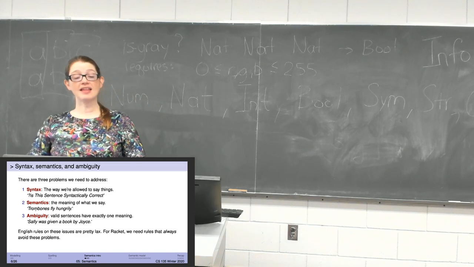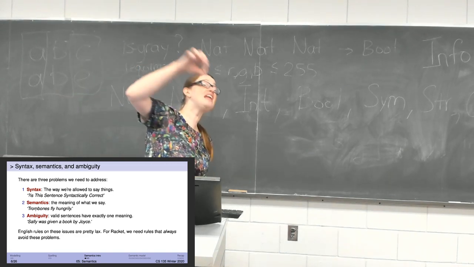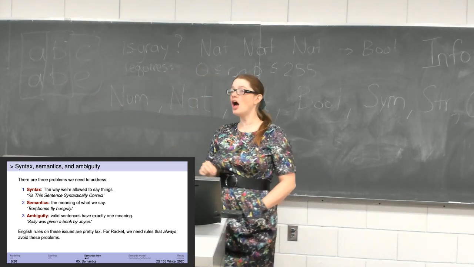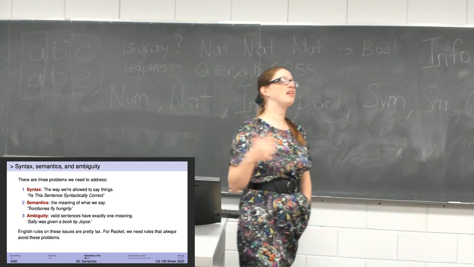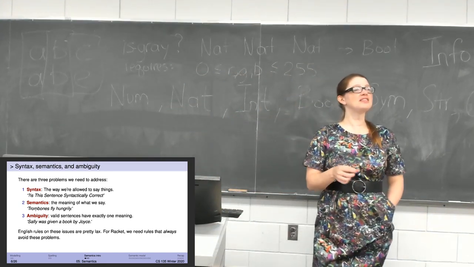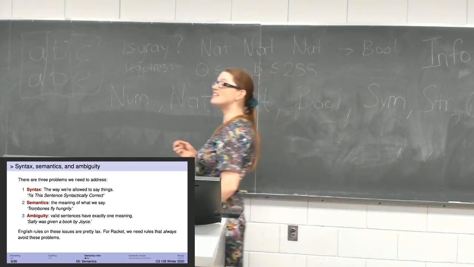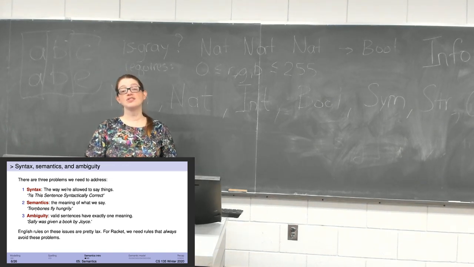That's the first part. Then there is semantics, which is what is the meaning of the sentence that you wrote. Is the meaning of "the chicken is hot" that the chicken is spicy, which again is also ambiguous? Or is the meaning of the sentence that the chicken is temperature hot? So semantics is what meaning do you assign to the sentence?